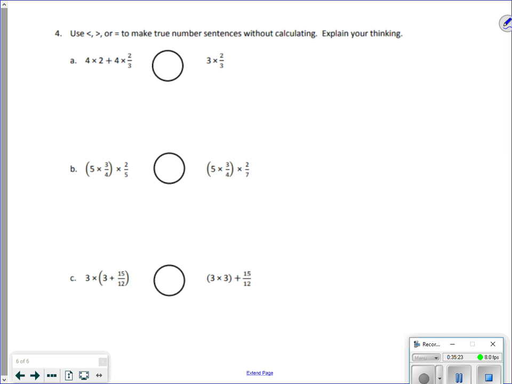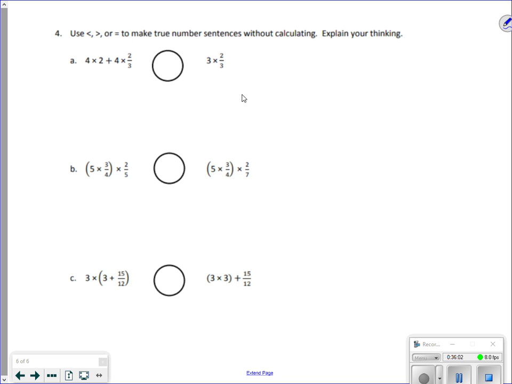So with these, you have to solve each side and put whether they're greater than, less than, or equal to. I know it says to do it without calculating and explaining your thinking. Well, if you didn't have to calculate, you would say, I did it in my head. No, you're going to show your work. You're going to do it and tell me if a side is greater than the other side. So all you have to do is solve it.